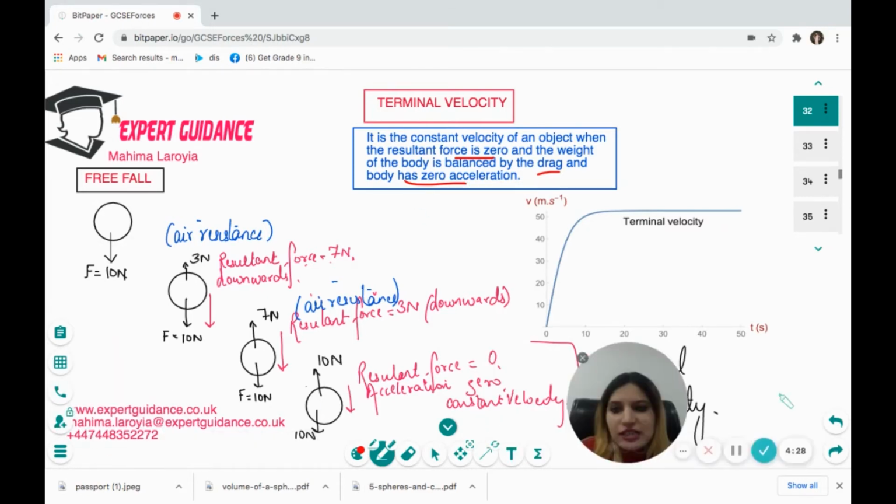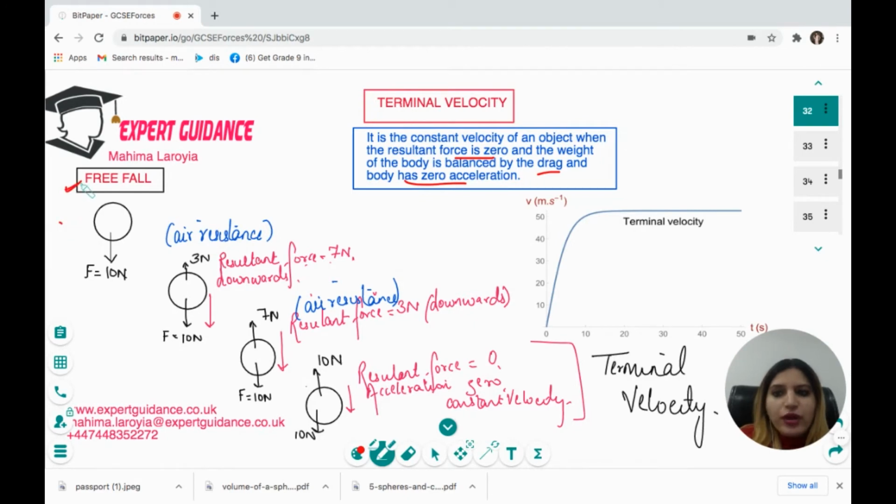So if you look here, I have dropped a ball from a height. So it's a free fall and the mass of the body is 1 kg. So the downward force, the weight force, is 10 newtons. Now, as the body falls a little distance, the air resistance starts to build up. So here, 10 newtons is the downward force, 3 newtons is the resistance, so the net force acting on this body is 7 newtons downwards and it will accelerate downwards.